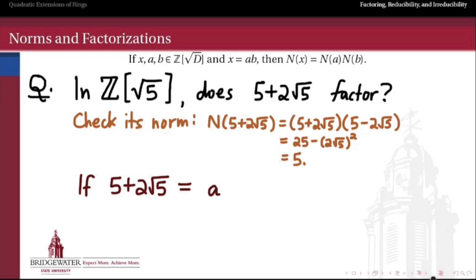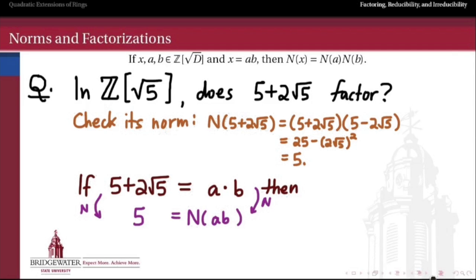Now, if this number happens to factor into a times b, then by taking the norm of both sides, and then observing that the norm is a multiplicative function, so the norm of a times b is the norm of a times the norm of b, we find out that if this number factors into a times b, then the product of the norms of a and b has to be 5. But 5 is a prime integer. So now we're using a fact about the integer 5 as opposed to a fact about the complicated quadratic number 5 plus 2 radical 5.